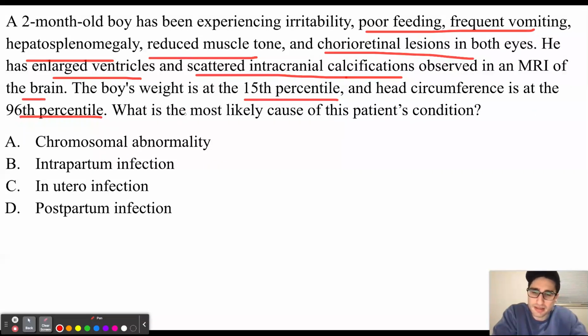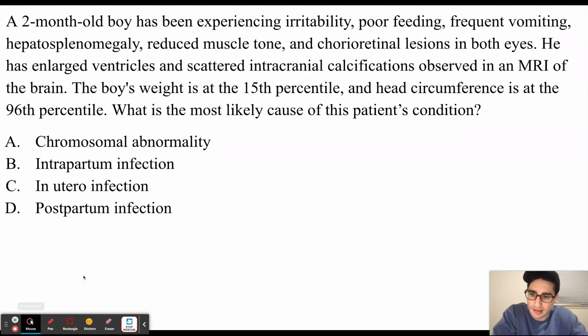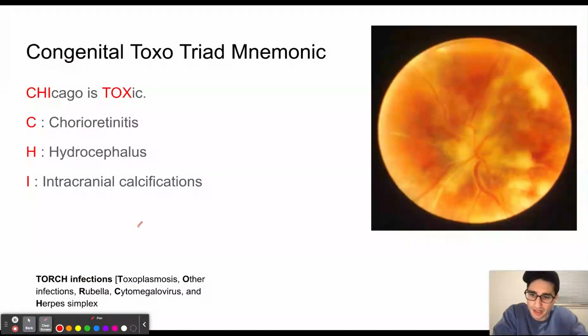This patient is presenting with signs of congenital toxoplasmosis infection. Toxoplasmosis is going to be one of the TORCH infections. So the T is for toxoplasmosis, the O is for other infections, R is for rubella, C is for cytomegalovirus, and the H is for herpes simplex virus.